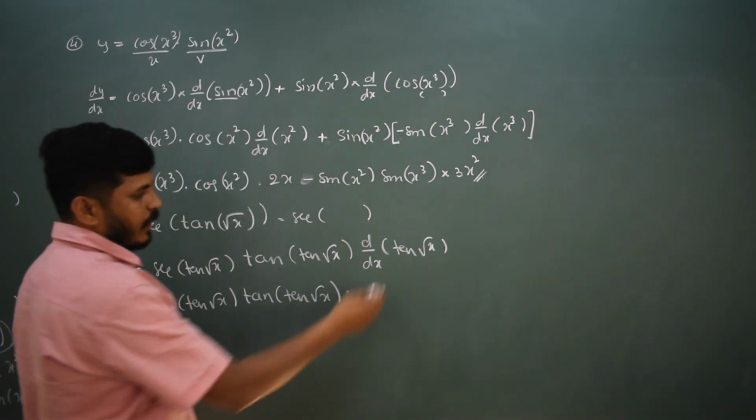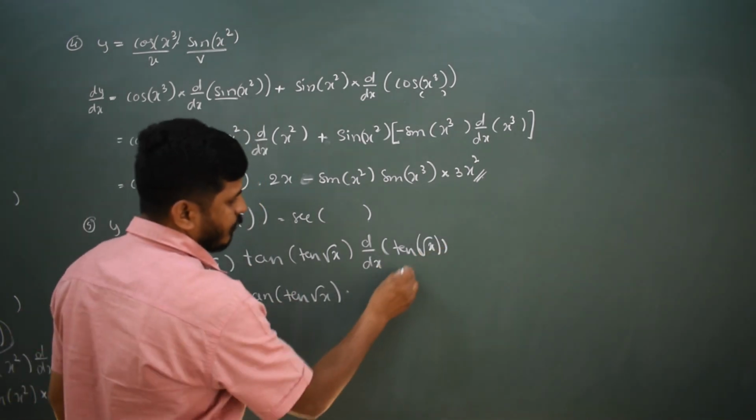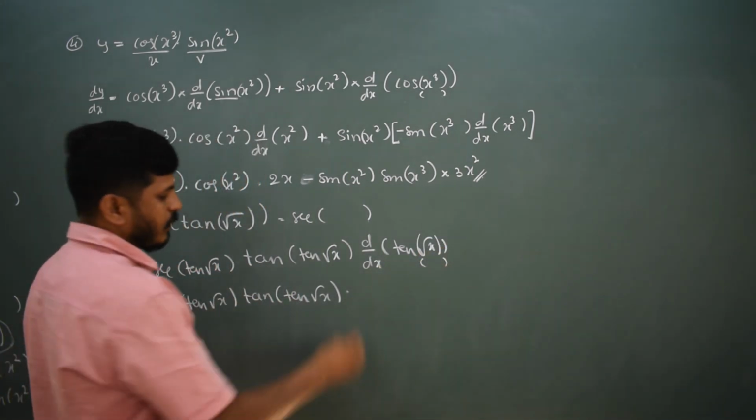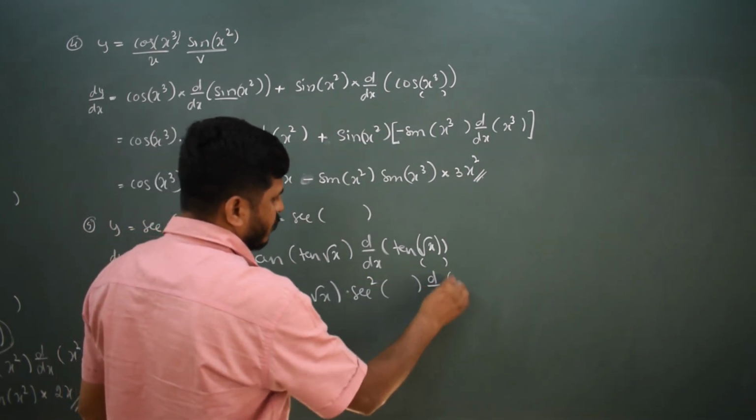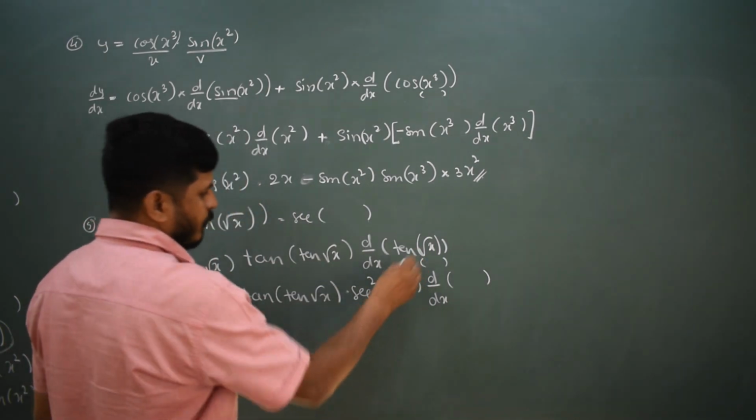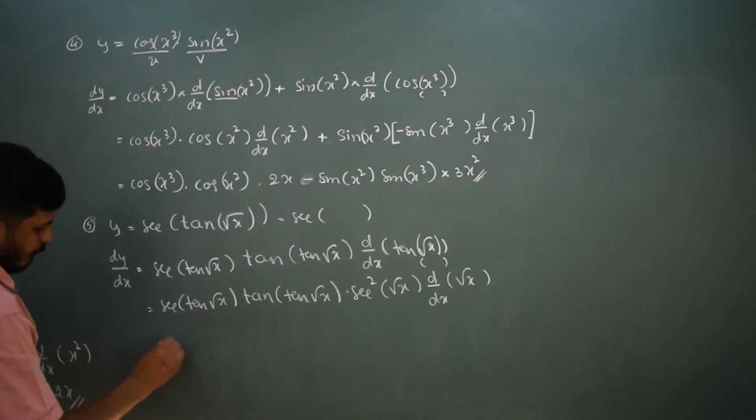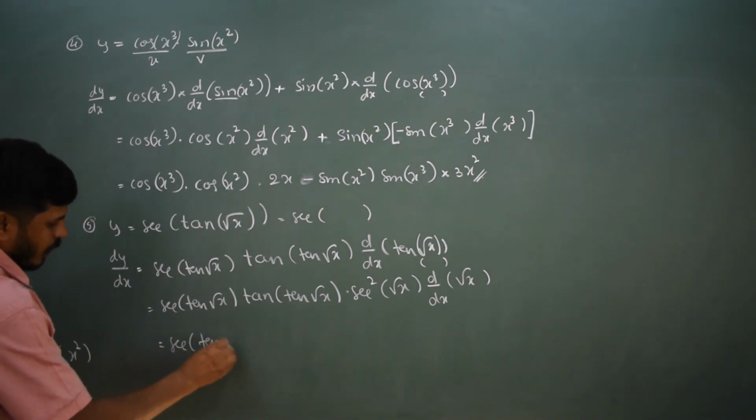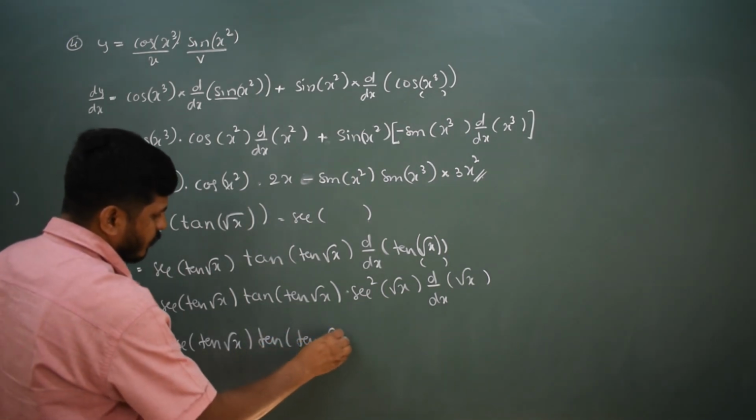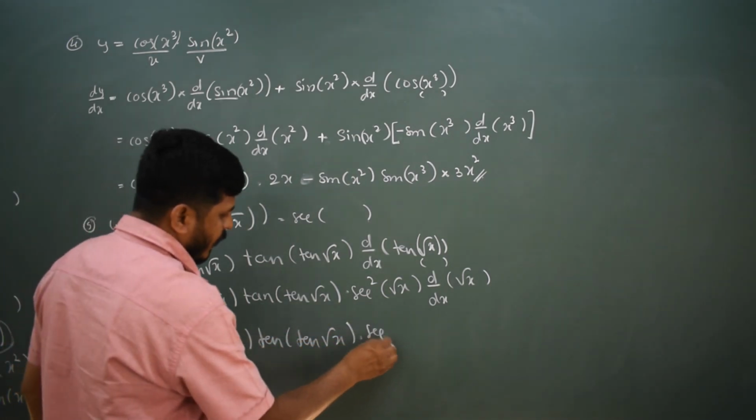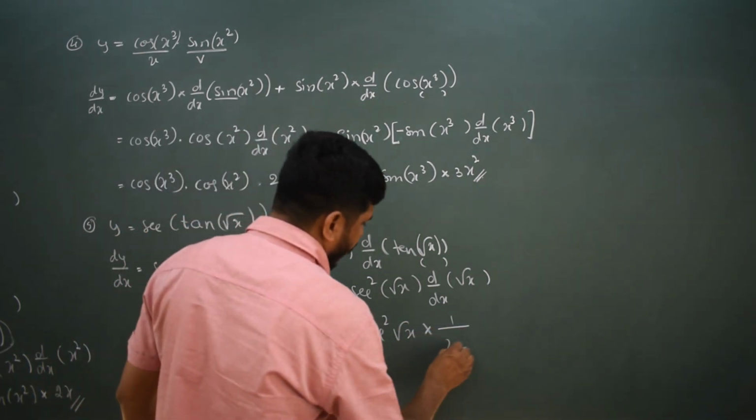into, again while differentiating this, read it as tan of something. What is the differentiation of tan of something? Secant square something into differentiation of something. What is something there? Root x. Finally, secant of tan root x, tan of tan root x, secant square root x. Root x differentiation is 1 by 2 root x.